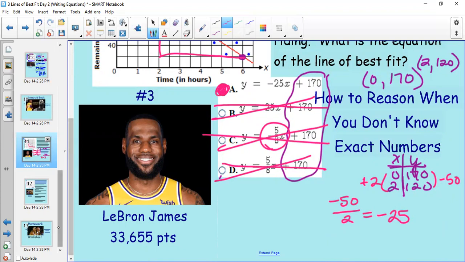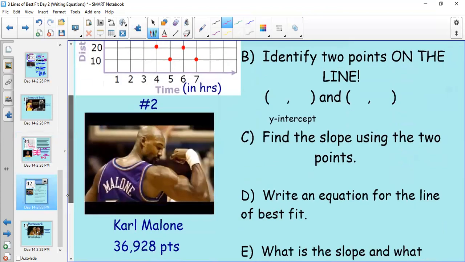All right, let's try one last one together here, and then that will be it for the lesson. Number 2 all-time leading scorer is Karl Malone, 36,928 points.